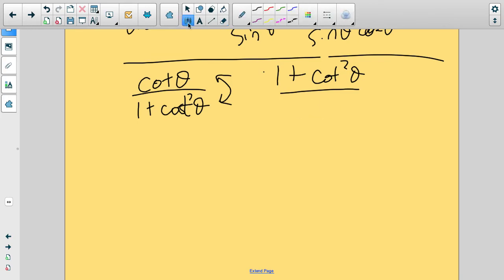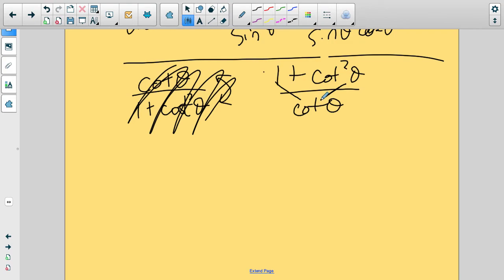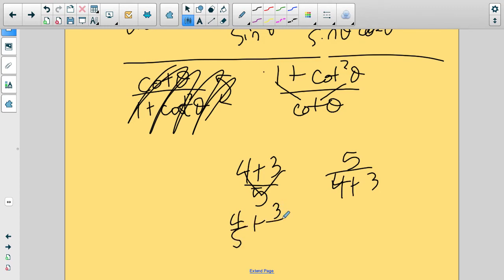if the problem had come at me like this, instead of this, do y'all see now I have a common denominator? I could break this up into 1 over cotangent and cotangent squared over cotangent. Like for instance, 4 plus 3 over 5 as opposed to 5 over 4 plus 3. Is it okay if I make that 4 over 5 plus 3 over 5? That is A-okay. Isn't that 7/5 right now?